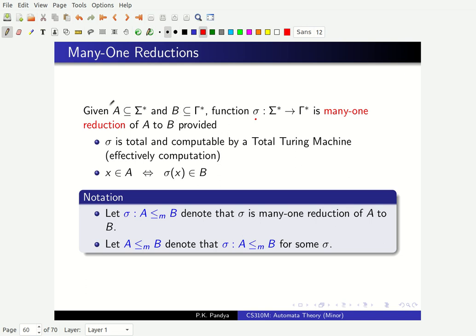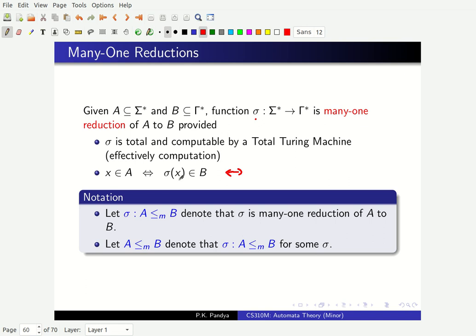Then my claim is A is also recursive. Because what I can do is, I can always compute this translation sigma by a terminating Turing machine. So I'll take a string which is in sigma star and translate it using sigma, and the resulting string in gamma star I will give to the total Turing machine which solves B. So I get a total Turing machine which solves A, because the resulting Turing machine will solve the membership in A using membership of sigma x in B, right?